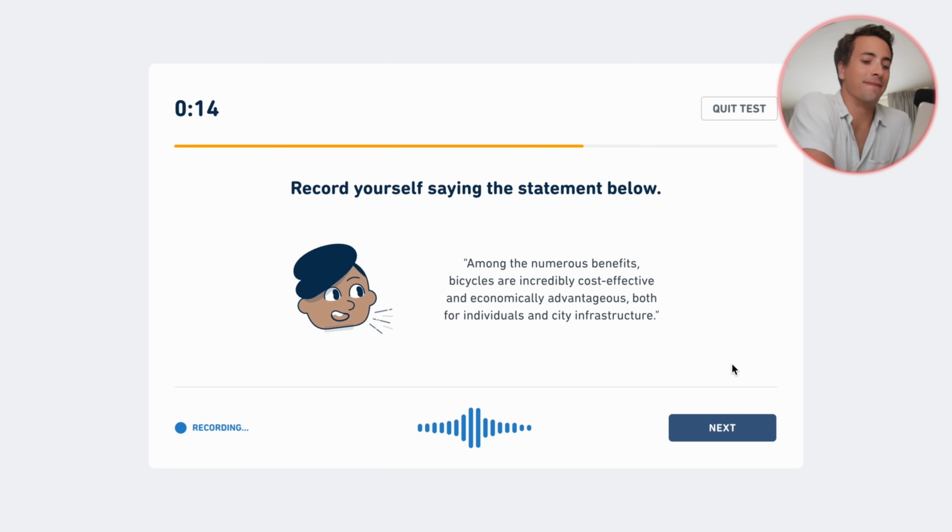Among the numerous benefits, bicycles are incredibly cost-effective and economically advantageous, both for individuals and city infrastructure.